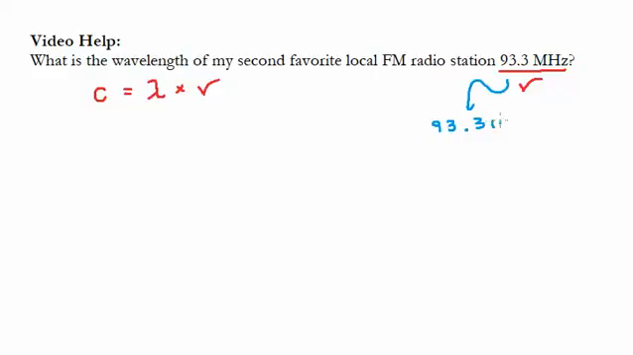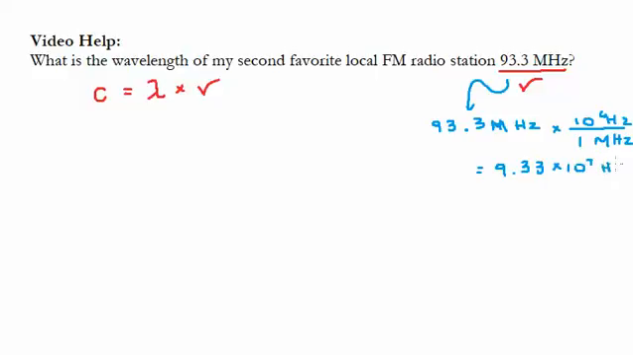So I have to quickly convert between megahertz and hertz. And we've already done this, so this should be review. I'm going to put hertz on top, and I'm going to put megahertz on bottom. Now in 1 megahertz, there are 10 to the 6th hertz, and so my frequency in hertz is going to be 9.33 times 10 to the 7th hertz.